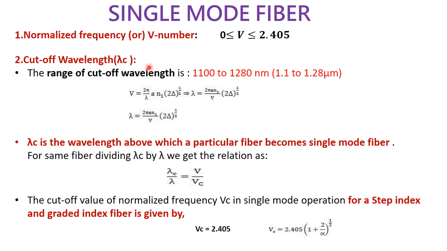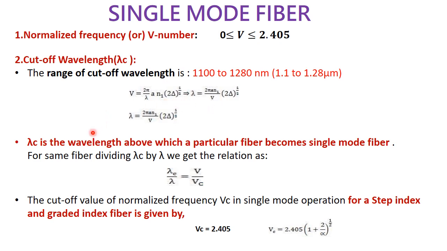The second parameter that can be calculated for single mode fiber is the cutoff wavelength. The range of cutoff wavelength should be from 1100 nanometer to 1280 nanometer. In terms of micrometer, we can call it 1.1 to 1.28 micrometer. This is the formula used to find the cutoff wavelength for single mode fibers. Here, a represents the core radius, n1 is the refractive index value of the core, and delta is the relative refractive index difference. By substituting all these values, we can find the cutoff wavelength.